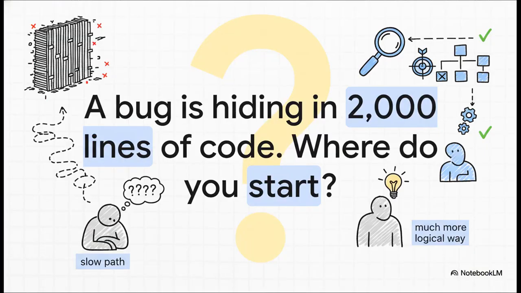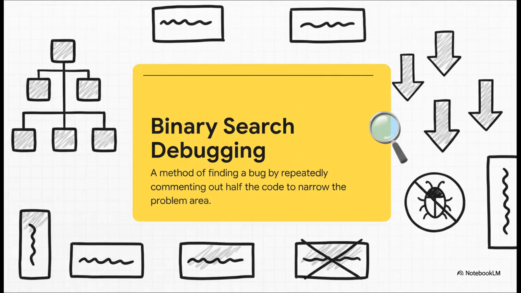A bug is hiding somewhere in a massive 2,000-line file. The natural impulse is to just start reading from the top, right? But trust me, that is the slow path. There's a much more logical way to tackle this. Instead of reading every line, you can apply the logic of a binary search algorithm directly to your code. This whole method is about efficiently eliminating possibilities. You're not just searching anymore, you're systematically dividing and conquering the problem.